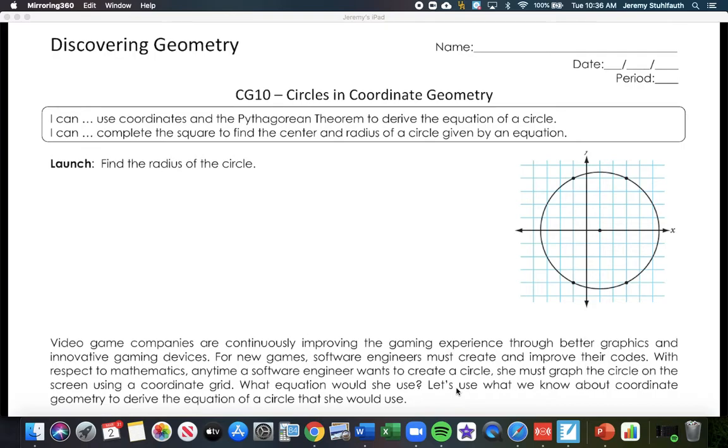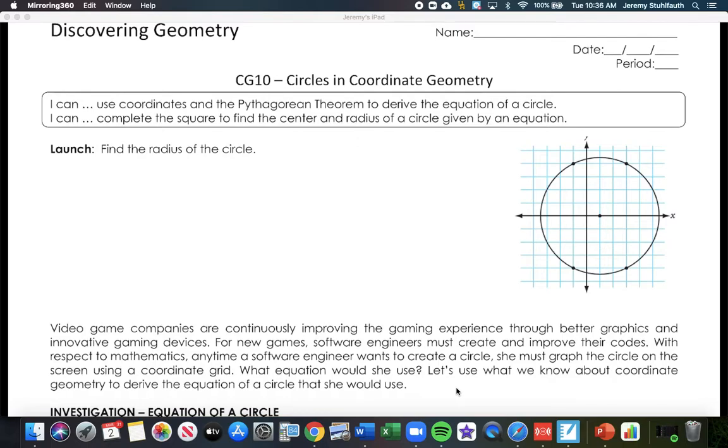First, go ahead and take a look at the warm-up. What you want to do is find the radius of the circle, and then go ahead and unpause the video to check your answer.